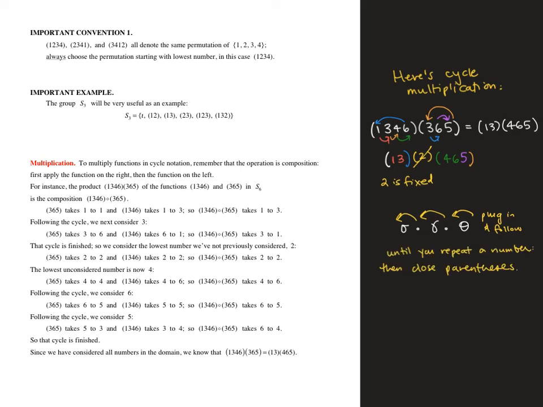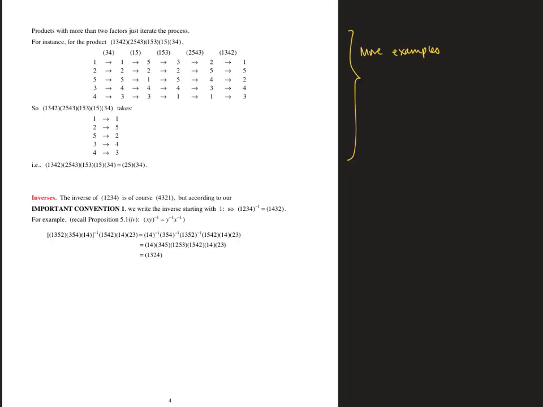That output, we plug it back into theta, and we track where it goes. We get a new output, write that down. We take that output, plug it back in, until we get to a point where we would repeat a number, and then we close our parentheses, and we find something we haven't plugged in already. There's some more examples here if you want to see what happens when we compose these big long products of non-disjoint permutations.